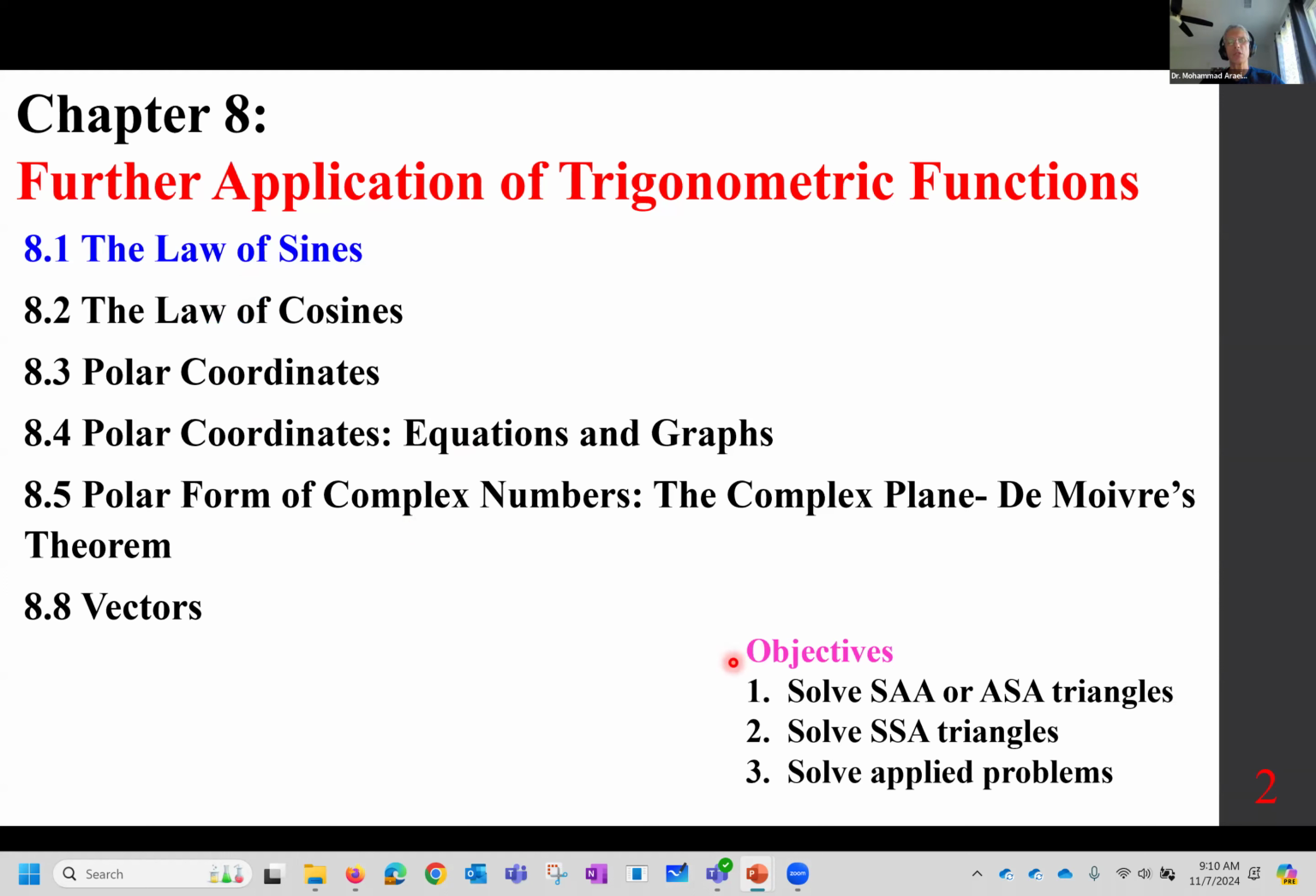The objectives for the section: solve SAA. S stands for side, A stands for angle. So side, angle. For ASA, solve SSA, solve applied problems.